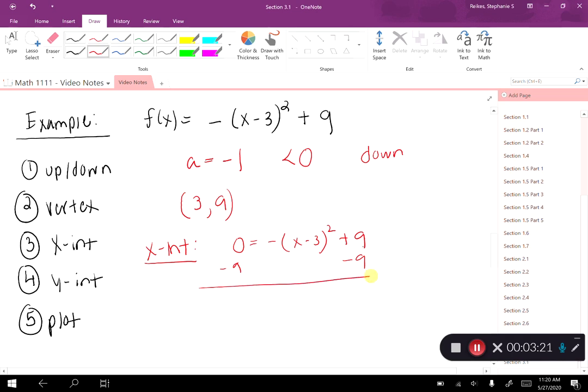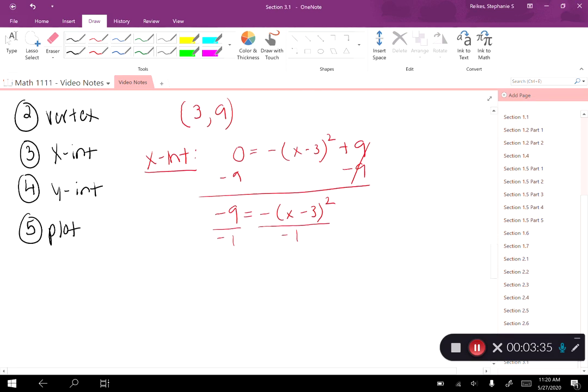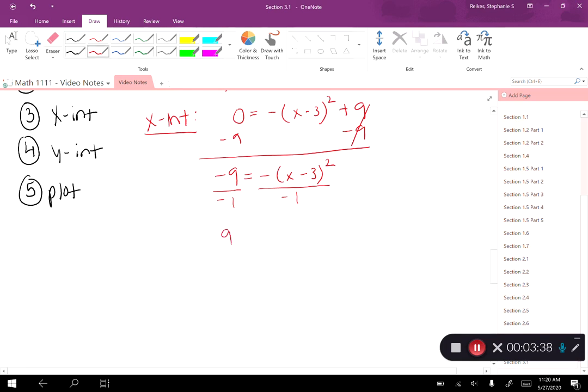Subtracting 9 from both sides, I get negative 9 equals negative (x minus 3) squared. Next, I need to take care of that outside negative, or negative 1, by dividing both sides by negative 1. And I get positive 9 equals (x minus 3) squared. Opposite of a square is a square root, so let's square root both sides. Square and square root cancel each other out. Remember, when you take the square root in the problem, it's going to have plus minus, and square root of 9 is 3, so plus or minus 3 equals x minus 3.